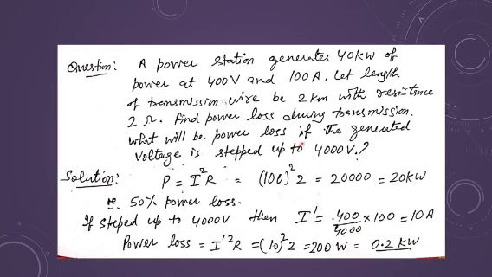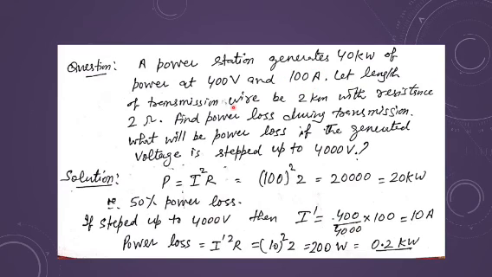Few questions, only one or two questions I am taking with you. This is one question just to make the concept of step up transformer more clear, as we have discussed. I'm reading the question for you. A power station generates 40 kilowatt of power at 400 volt and 100 ampere. This is the power station which is generating the power of 40 kilowatt. Voltage is 400 volt and the current is 100 ampere.